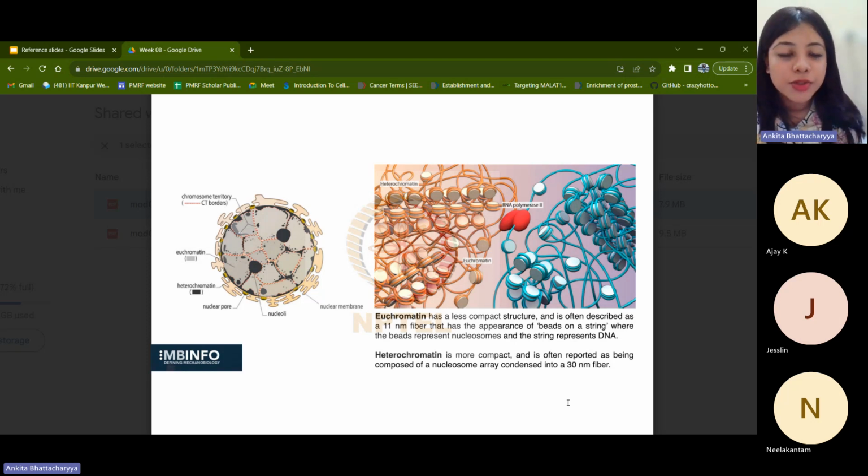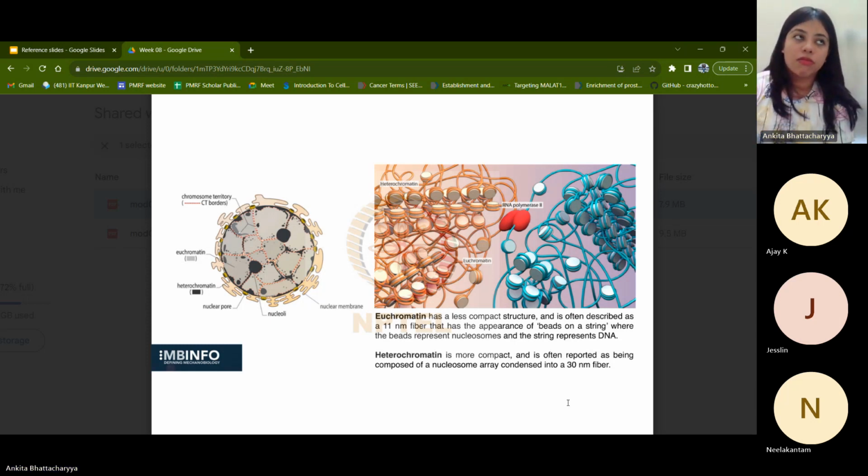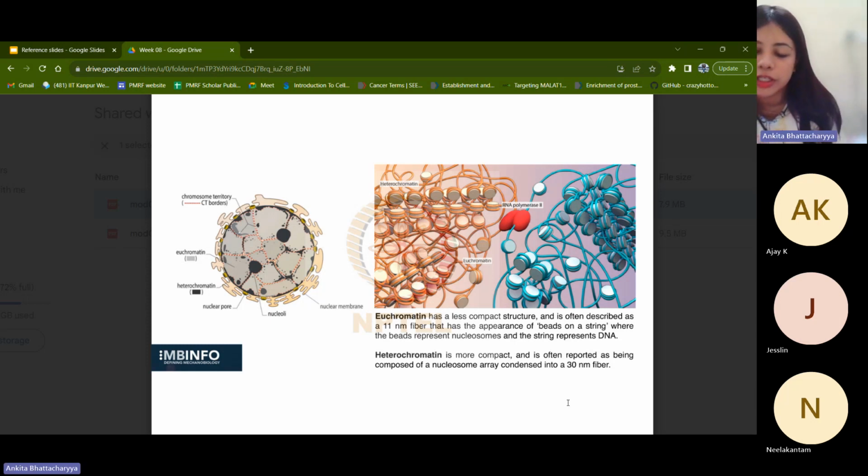So apart from that, you see that there is euchromatin and heterochromatin. If you're not already familiar with it, the way in which the wrapping or the packaging of the genetic material is done allows its classification into these two structures. What are these? That is euchromatin. Euchromatin has the less compact structure. Often it is just seen as the 11 nanometer fiber.